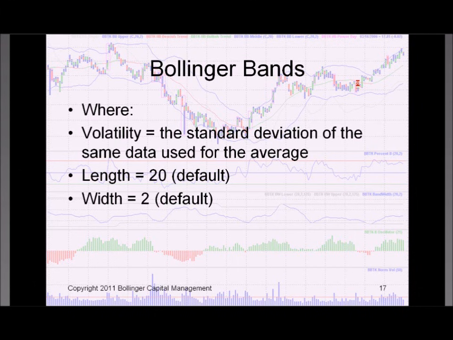So here are the kind of defaults to fill in the information so we can construct these bands. Volatility is the standard deviation of exactly the same data that is used for the average. And length, for our purposes, the default of 20 works pretty well for U.S. stocks, and width of 2 works pretty well for most applications in the financial arena. You may find that you have to adjust these to suit your purposes, but I think you'll find that 20 and 2 serve as pretty good defaults.